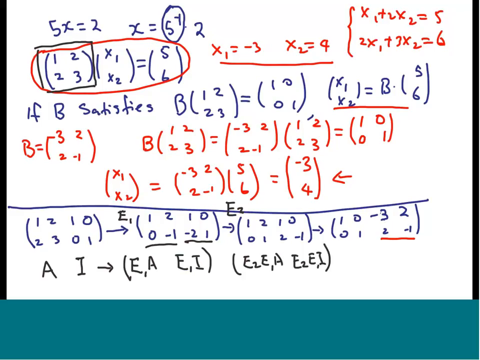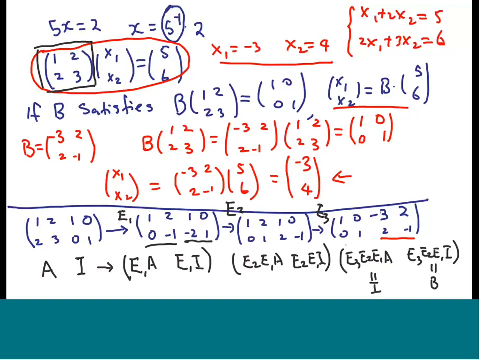Then you keep going, you get E3 here. So you get E3E2E1A. Then you get E3E2E1I. Right? But that thing is I already. So that one we call B. The B essentially is E3E2E1.